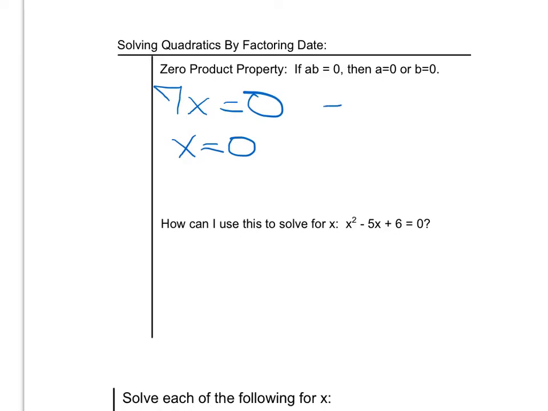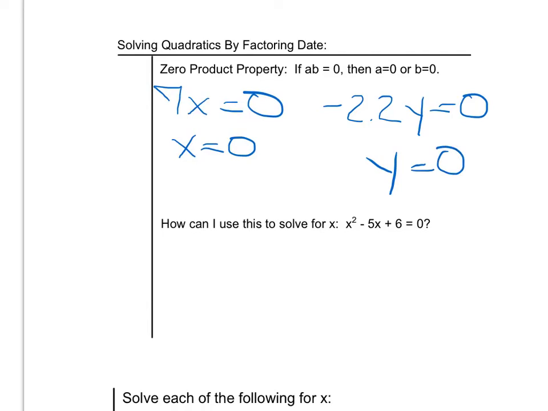If I had something like negative 2.2 times y equals 0, and I asked you to tell me what y is, again, if I'm multiplying 2 things together and they're giving me 0, that means one of them has to be 0. Well, since negative 2.2 isn't 0, that would mean y has to be 0. That's what the zero product property tells us.